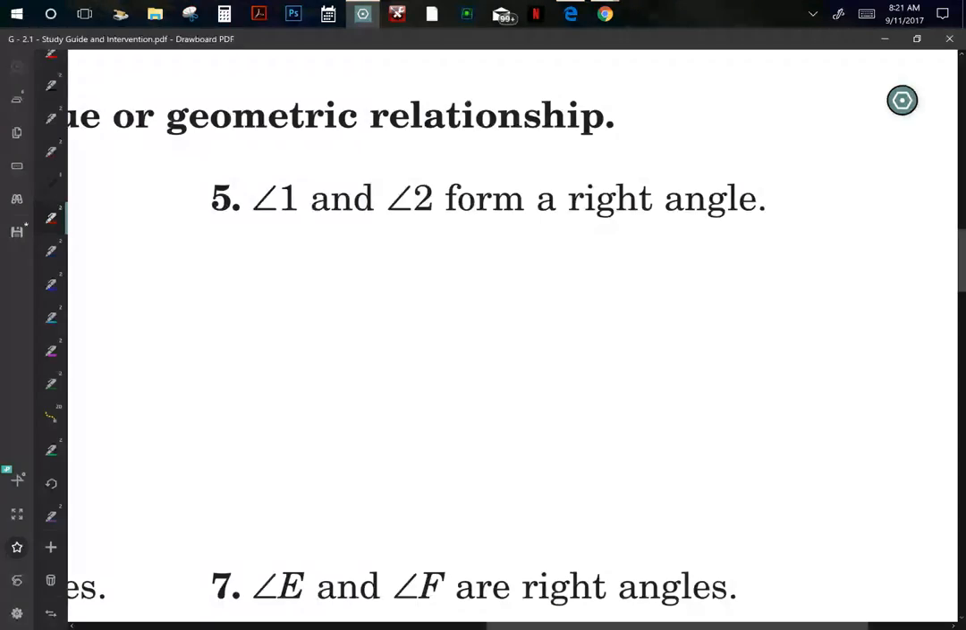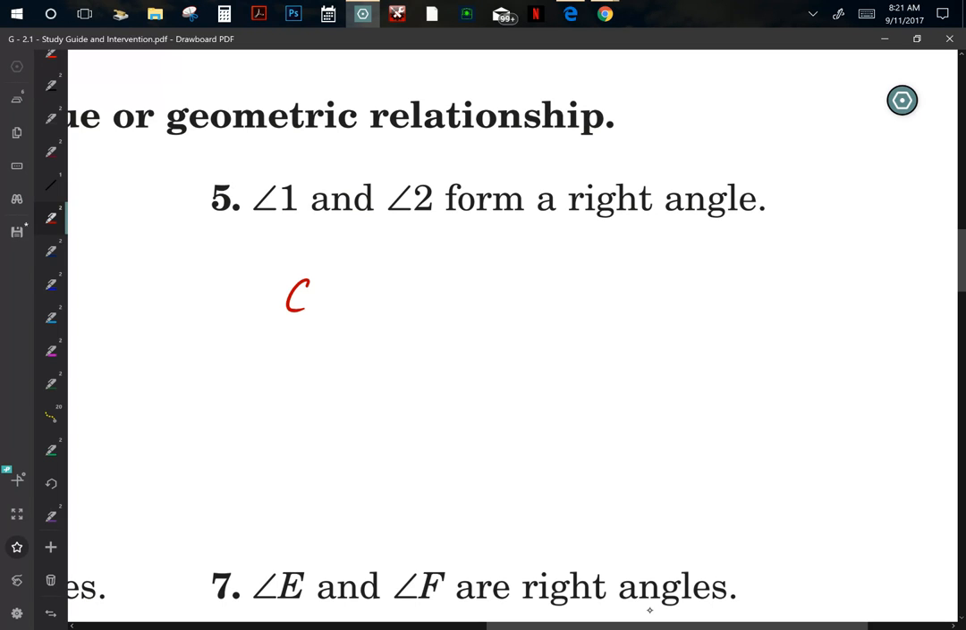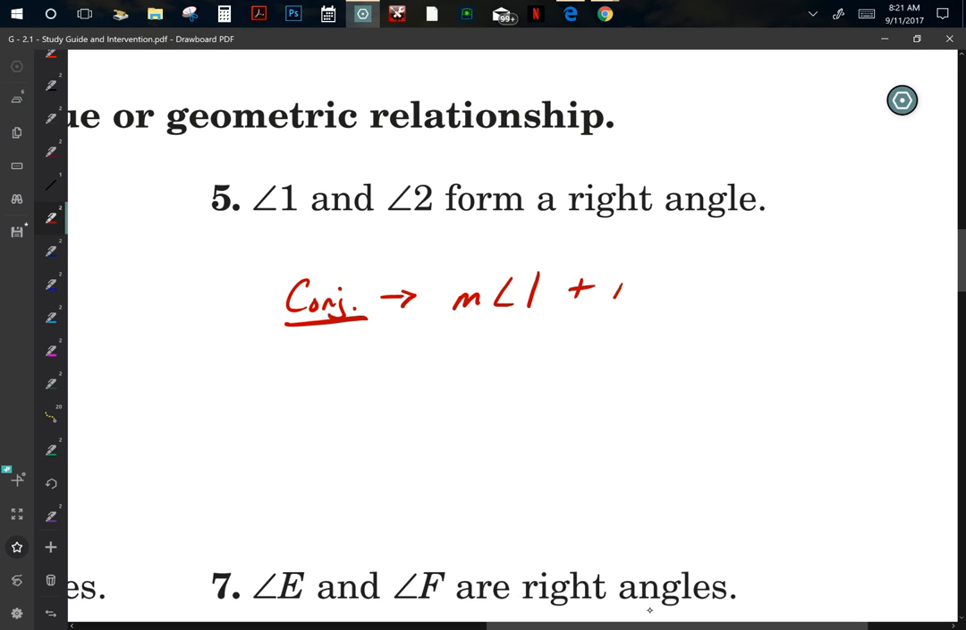Geometric relationship. Angle 1 and angle 2 form a right angle. My conjecture, what have we learned about, what do you think they want you to say here? I think what they're saying here is that if you put angle 1 together with angle 2, it makes a right angle. So basically, the measure of angle 1 plus what equals what? That could be a conjecture.